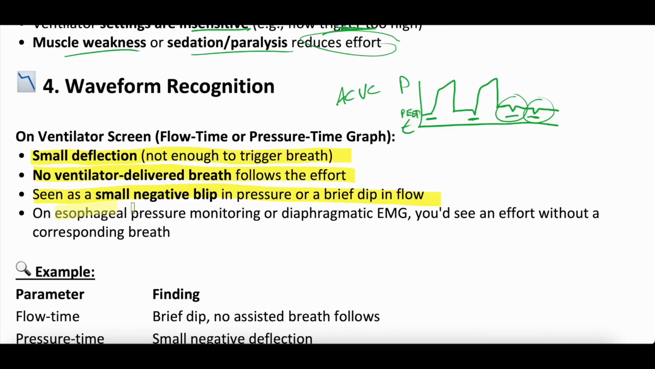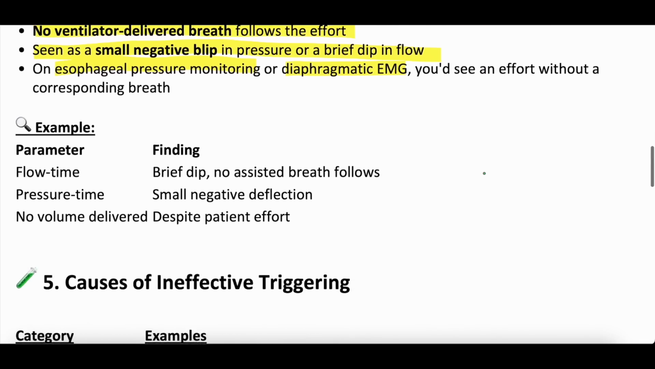Not a lot of people use esophageal pressure monitoring or diaphragmatic EMG, but there are certain ways you can identify this if you have those monitoring tactics too. If you see this, you should really think about why it's happening, which we'll talk more about next.